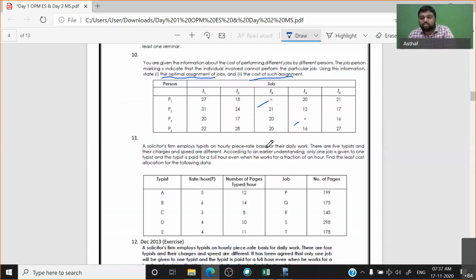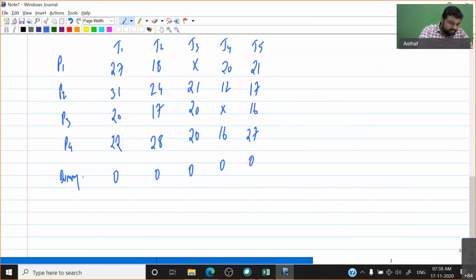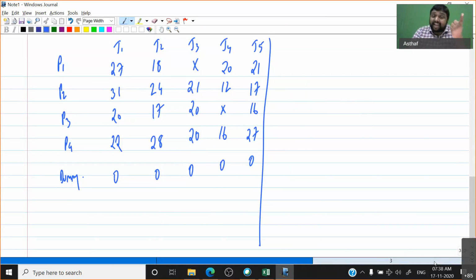So now what do we have to start with? See the starting, my dear friends. It's very simple. First we have to do row operation. In the last question, there was an additional dummy column, so we didn't do row operation and went directly to column operation. But here we have no excuse. We have to do the first step. What is the first step? Row operation. Are you ready?